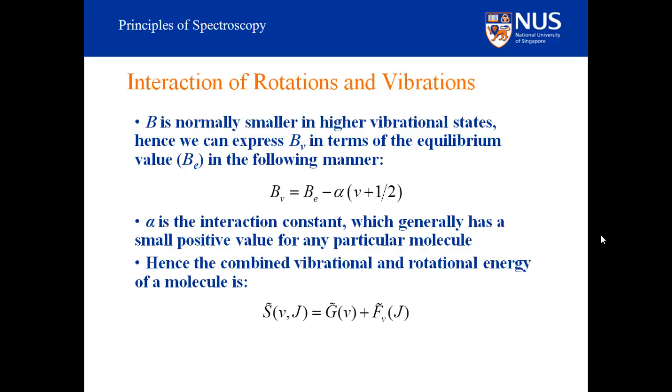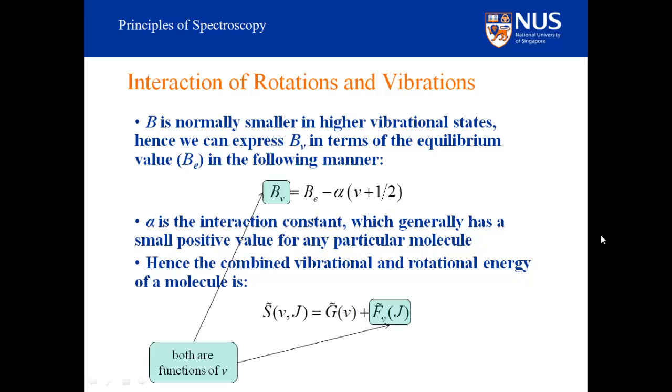We can rewrite the expression for the total rovibrational energy of the system in terms of the amount of vibrational energy and the amount of rotational energy. But this time we have identified the fact that the rotational term depends on the vibrational state with a subscript V. Let's have a look at how this will affect things.